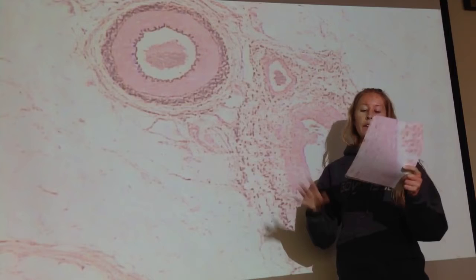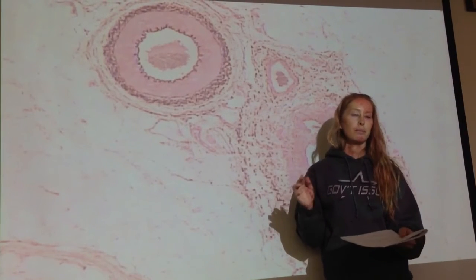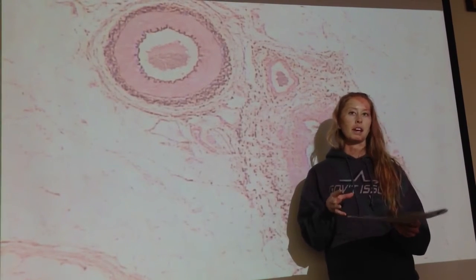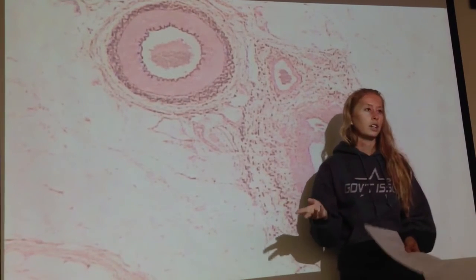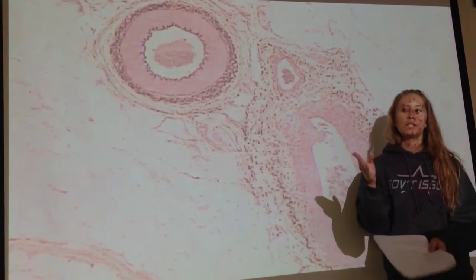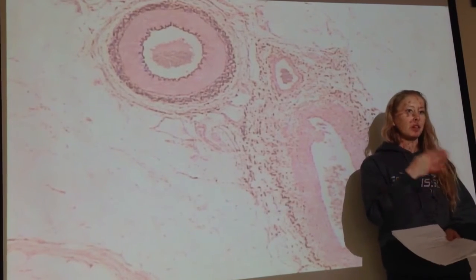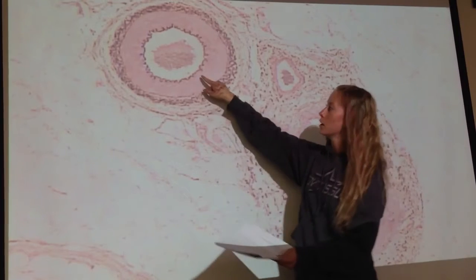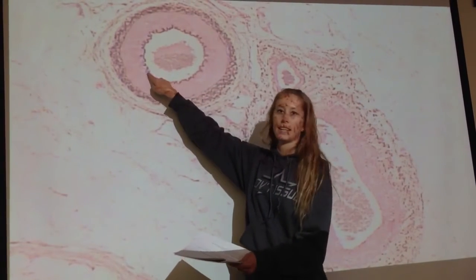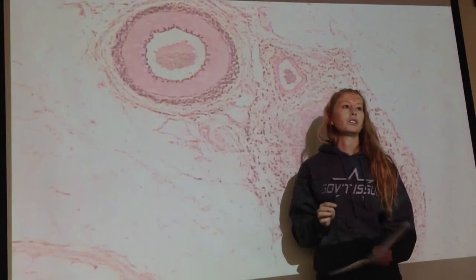So the layers are called tunicas, and it's just the inside, the middle, and the outside. Kind of like we saw when we were dealing with the organ histology at the beginning of the semester. When you see a tissue type change, that's when you get to a new layer, okay? So in this vessel here, we have that really dark inside layer. That's the tunica interna, okay?